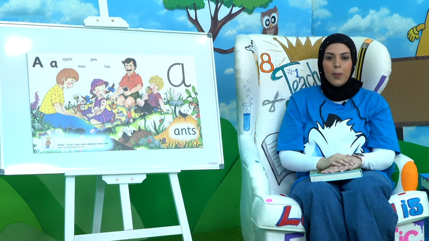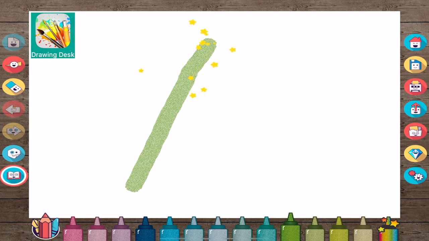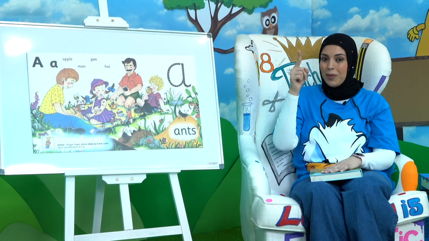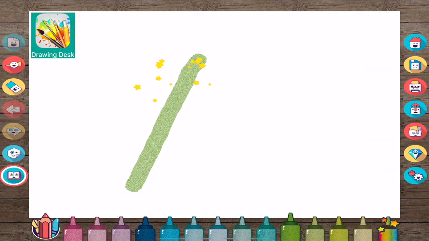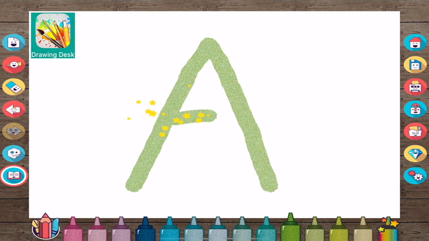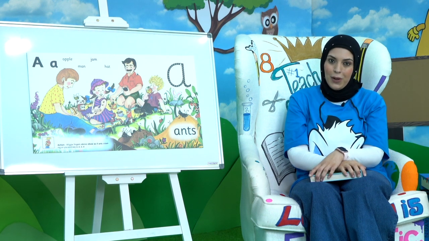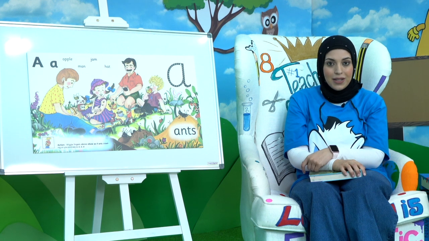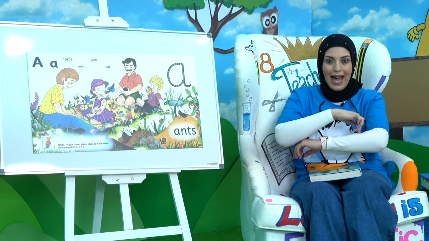How about big capital A? Let's go up, down, and give it a belt. Well done. Show me your magic fingers and let's write together. Up, A, A, A. Well done! Good job! Excellent! So, before we end our lesson, let's remember one more time. The sound of the letter A is A, A, A, A.